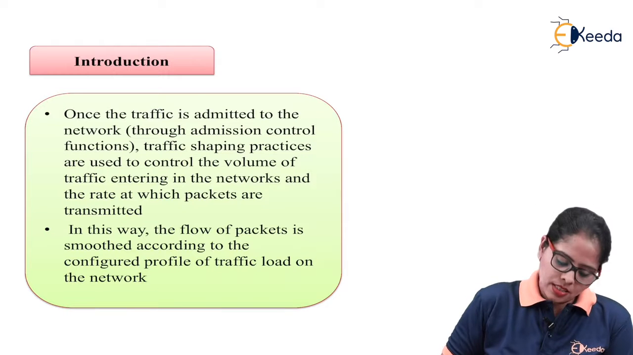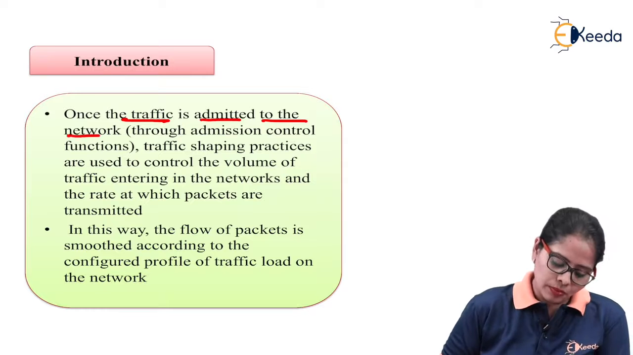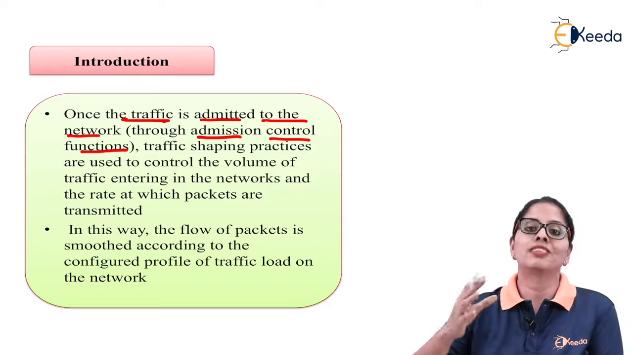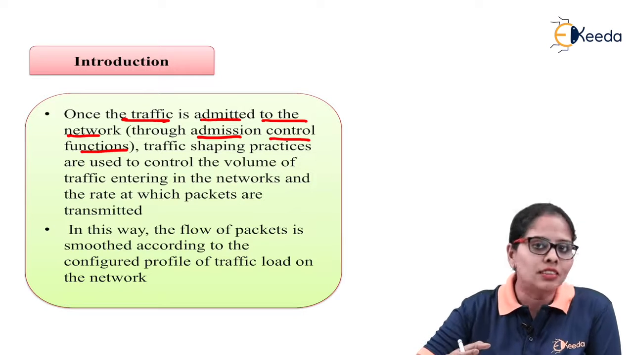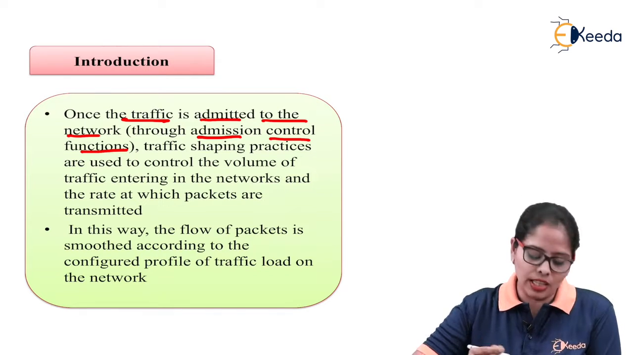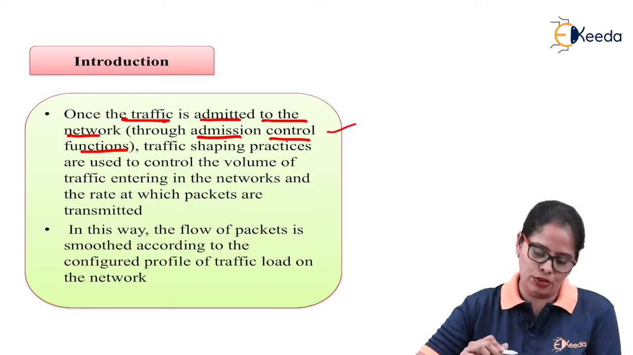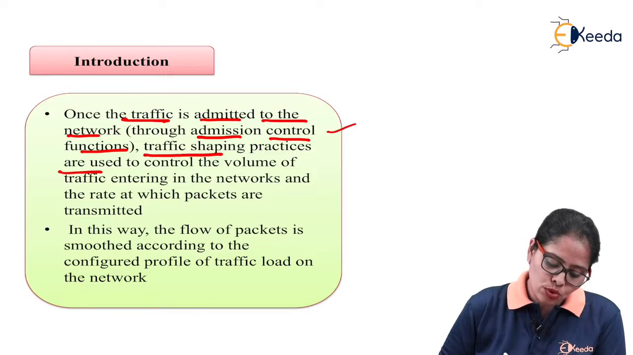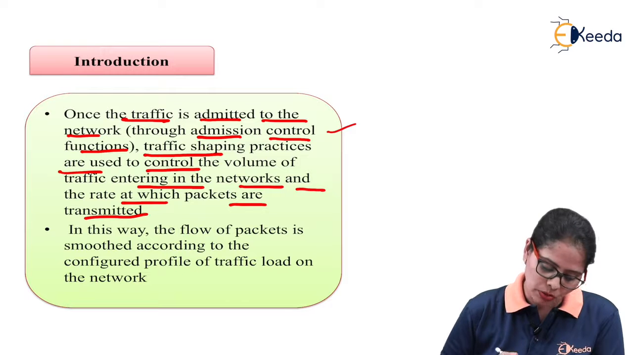So let us start with traffic shaping. Once the traffic is admitted to the network through the admission control function, as you know, we are going to put a restriction on the number of packets entering the network. How are we going to put that restriction? We put the restriction with the help of the admission control function. Traffic shaping practices are used to control the volume of traffic entering the network and the rate at which the packets are transmitted.